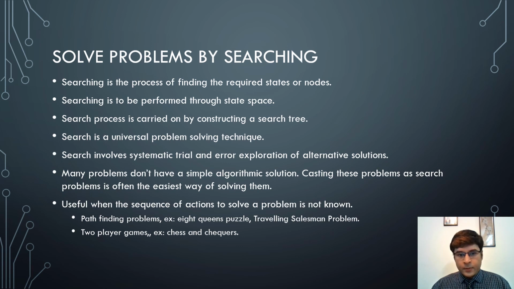Search is a universal problem solving technique. Search involves systematic trial and error exploration of alternative solutions. Many problems don't have a simple algorithmic solution. Casting these problems as search problems is often the easiest way of solving them. An example is finding a complete cycle in an undirected graph, for which no known efficient complete algorithm exists yet, also known as the Hamiltonian path problem.